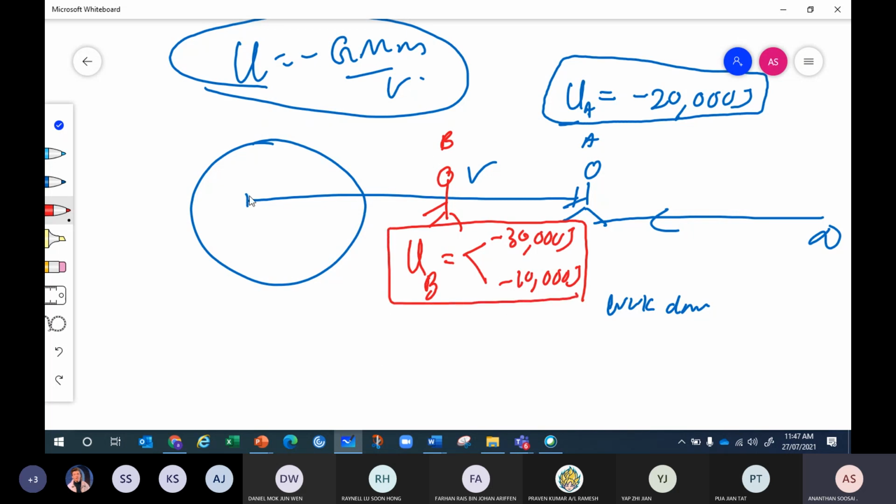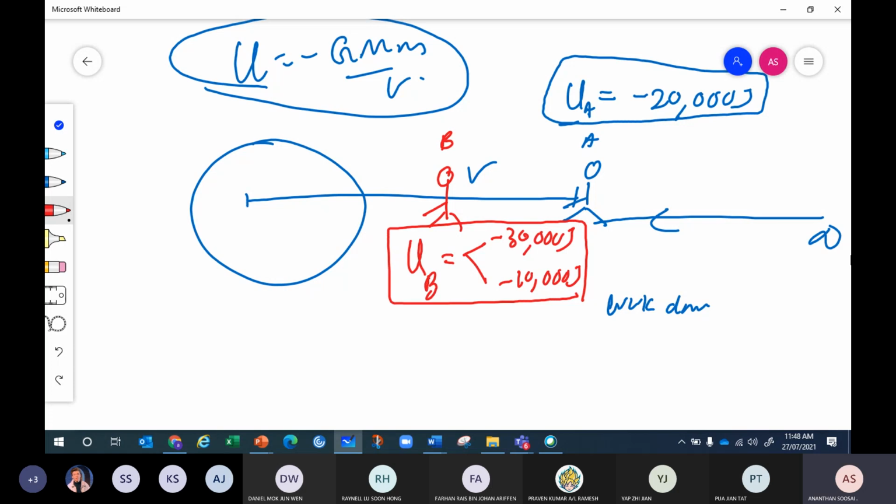At B, which is quite close to the Earth, potential energy at A is negative 20,000 joule. Potential energy at B, quite close to the Earth, most probably has how much? Negative 30,000 or negative 10,000 joule? And I have a reason. I want the reasoning based on work done.